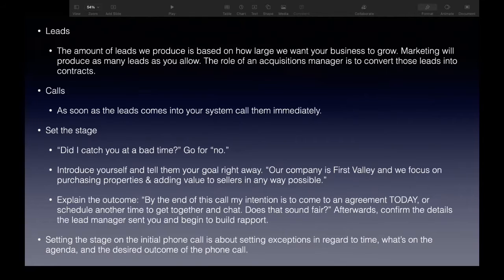So setting the stage on the initial phone call is about setting the expectations in regard to time, what's on the agenda, and the desired outcome of the call. That's another way of saying what I just told you. In regard to time, hey, this won't take too long. If we come to an agreement today, that'll be great. My intention is to make you an offer, and if we're a good fit for one another, get the process started today.